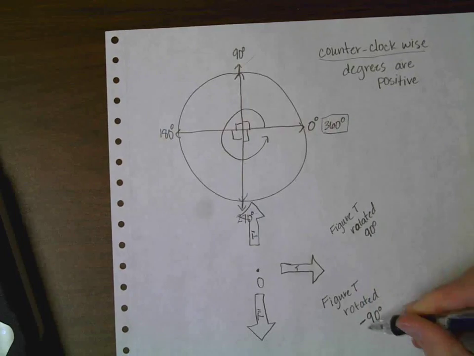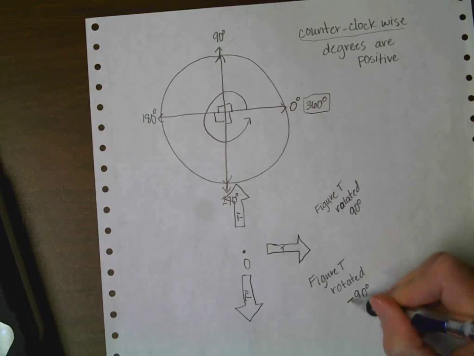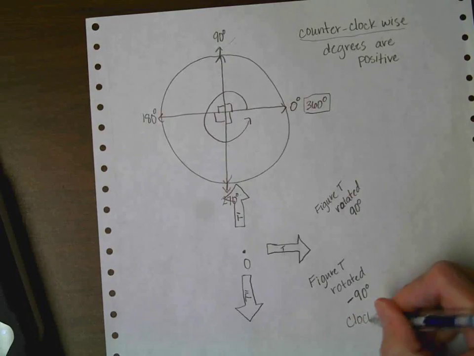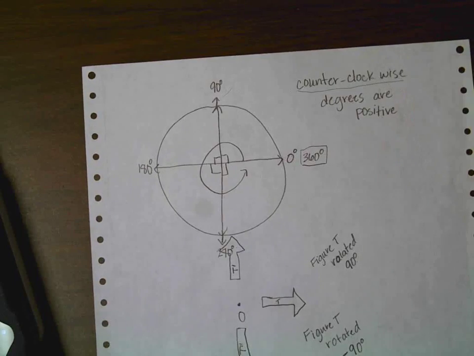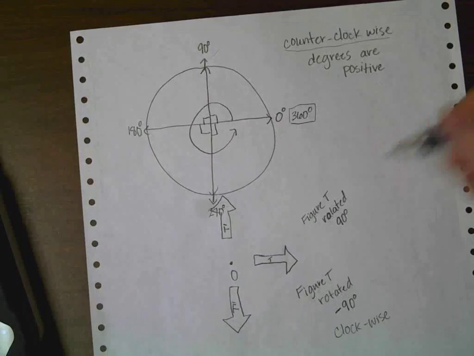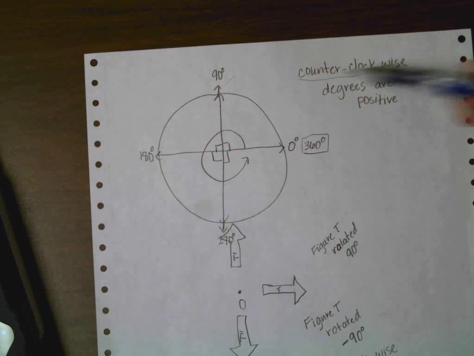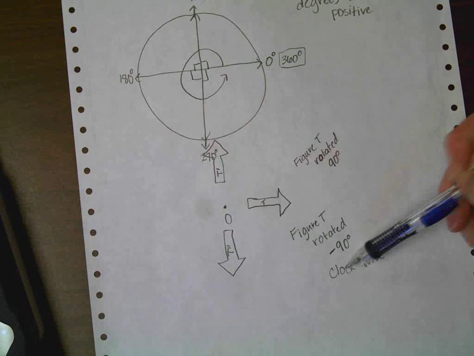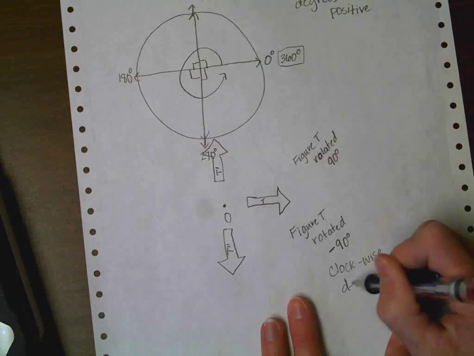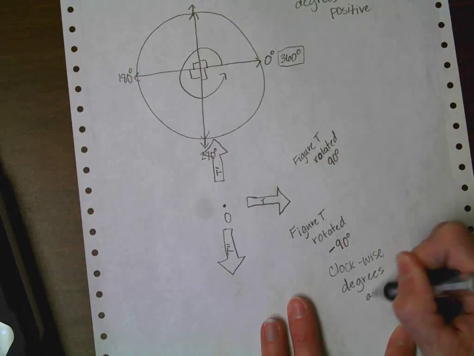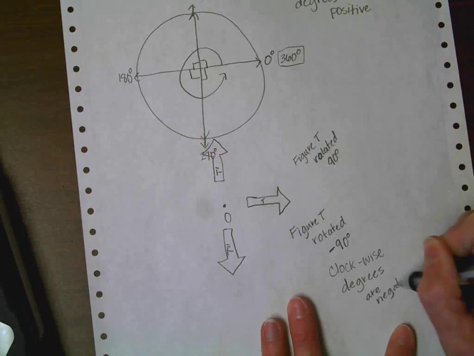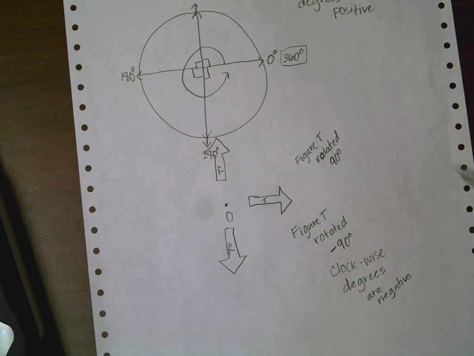and you're going to say that figure T was rotated negative 90 degrees. And the reason we call it negative 90 degrees is because whenever you have a negative, you're going clockwise. Whenever you have a positive, you're going counterclockwise. Okay? So this is new information that you need to know. This is a transformation. The transformation that we're focusing on is rotations. Rotations, when they are counterclockwise, they have positive degrees. When they are rotated clockwise, they have negative degrees. So clockwise means that the degrees are negative. You have to know this. This is very, very, very important.